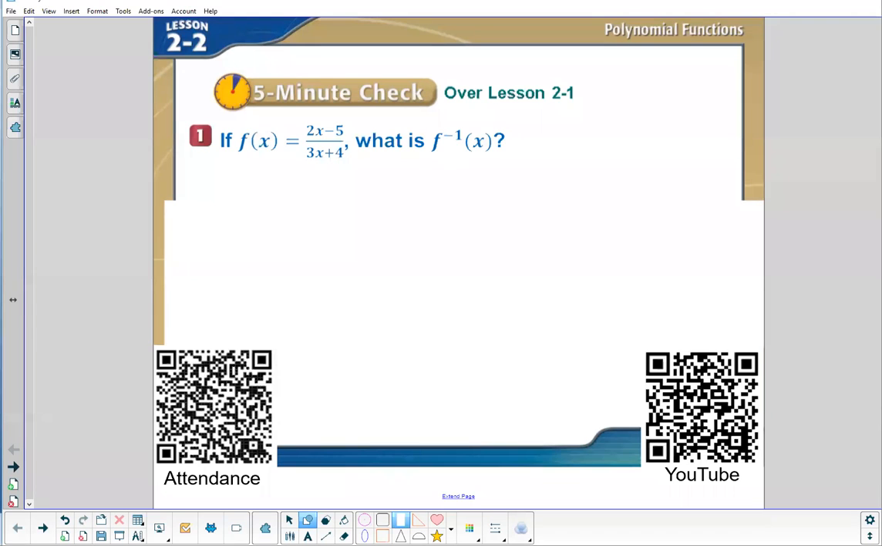Switch X with Y. Yeah, I'm here on Zoom, switch X and Y, and I'm here in the classroom, substitute the X's. So we switch the X and Y. So remember, f of X is the same thing as Y equals. So to solve this, we can type in X equals (2Y minus 5) over (3Y plus 4).